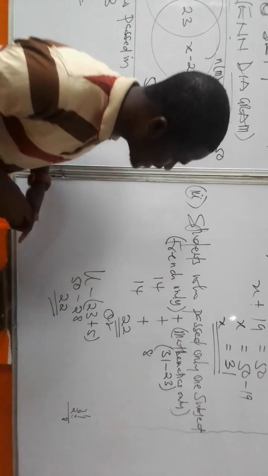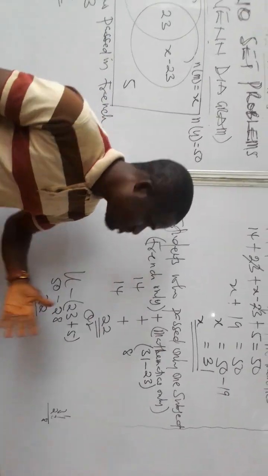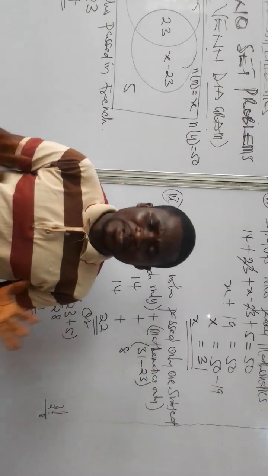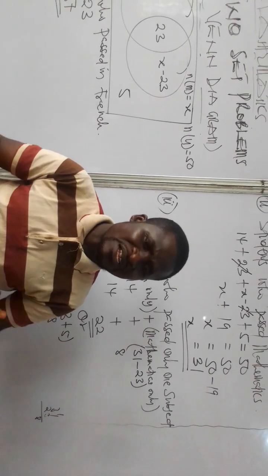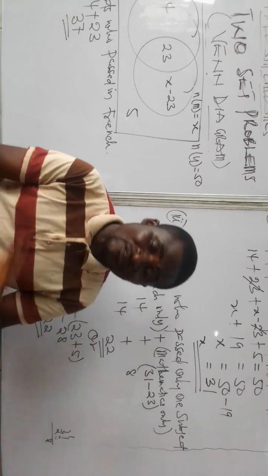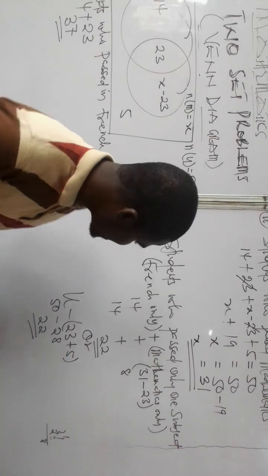So either you use this method or that method, any one is correct. If you are getting all the steps, please, Venn diagram is not difficult. It's never difficult. So try and understand it once and for all. Okay. Now let's go to the second question.